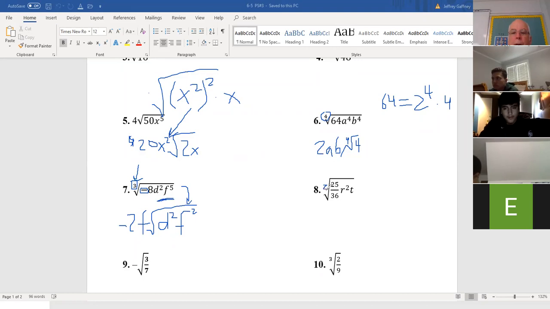All right, so number 8, we're doing square roots. And if you want to write this as a separate radical for the numerator and denominator, that's fine. It may kind of give you something may jump out at you to make it easier to solve than what it is. So the 25 is a nice perfect square, so it comes out as 5. 36 is a nice perfect square, it comes out as 6. The r squared can come out as r, and then I still got t under the radical.